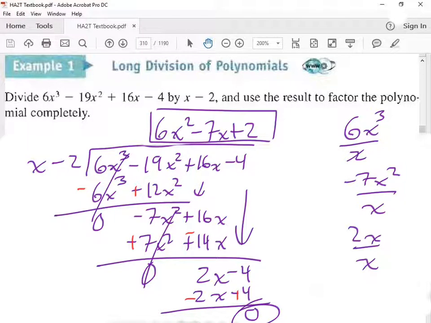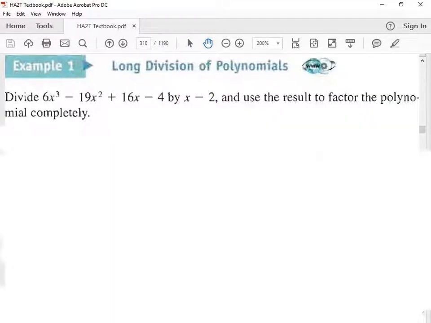All right, now let me show you the other way to do it. The other way is called synthetic division, and we can only do it when we have something like this, when we're dividing by a binomial. All right, check it out. First thing I do is write all of the coefficients. So we have 6, and then we have negative 19, 16, and negative 4.